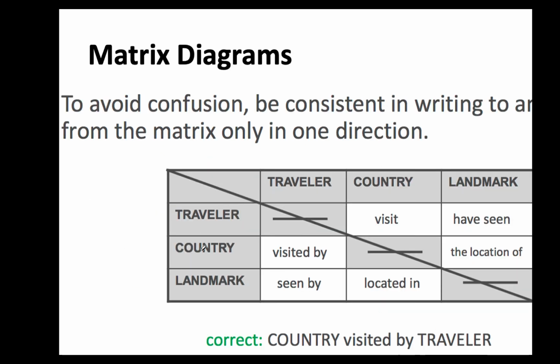So for this, we can write the names of these entities' relationships, like traveler visits country, or traveler has seen landmark. Similarly, country is visited by a traveler, or the country is the location of some landmark, okay? And similarly, landmark can be seen by a traveler, or landmark is located in some country.